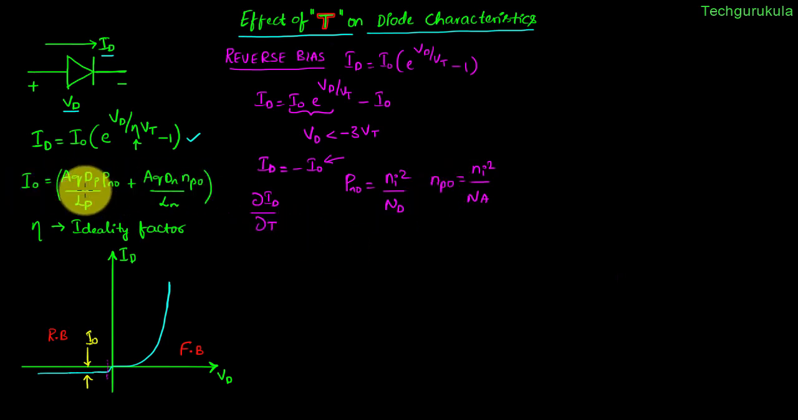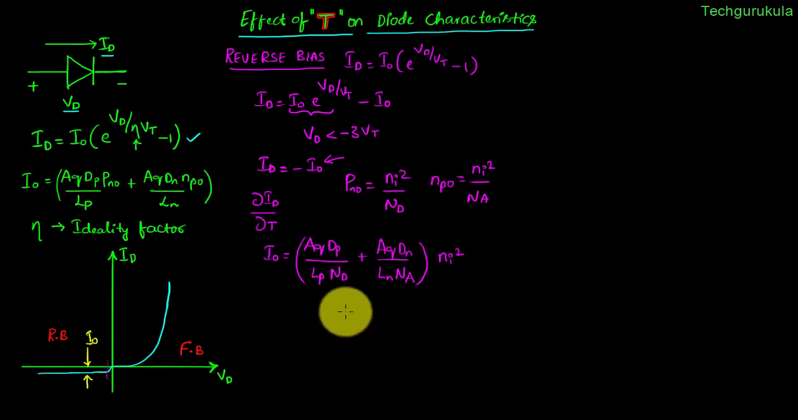Now we can rewrite this expression of I0 like this, and we know the expression for Ni square, which we have derived in previous videos. Ni square is given by some constant C, which is independent of temperature, times T power 3 times e power minus Eg over kT. Now Ni is a strong function of temperature and energy band gap. So is I0, because I0 depends directly on Ni square, which means I0 is a strong function of temperature.